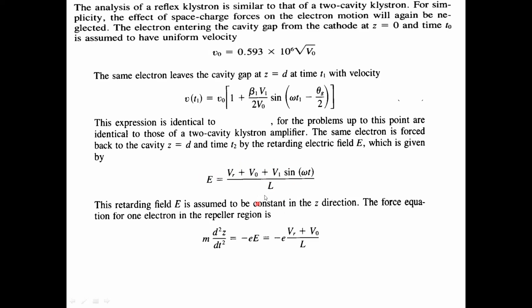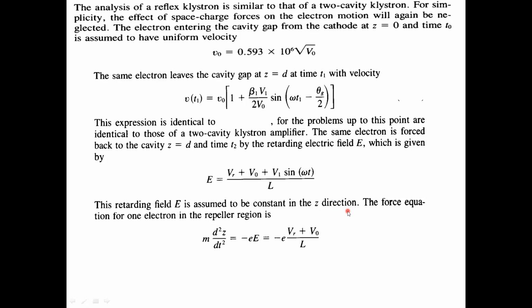So that equals L. That is the statement written here. The retarded field is assumed to be constant along the z direction. So we are under the reflex klystron. This assumption is made such that the retarded electric field should be constant. Now a qualitative treatment is going on this field.